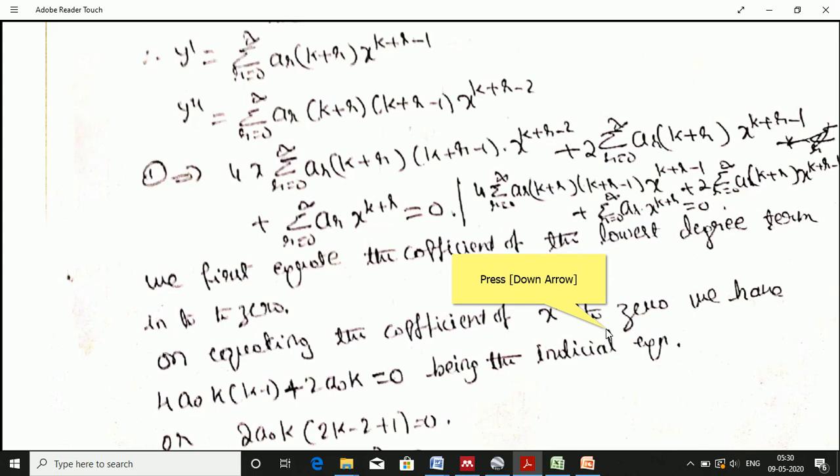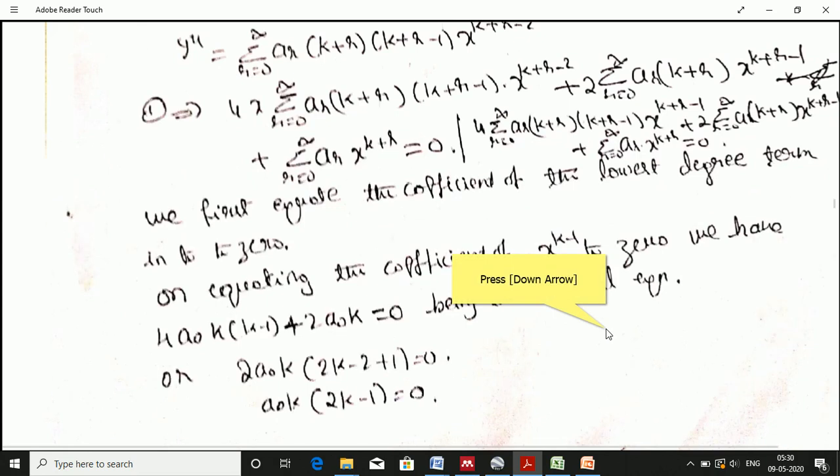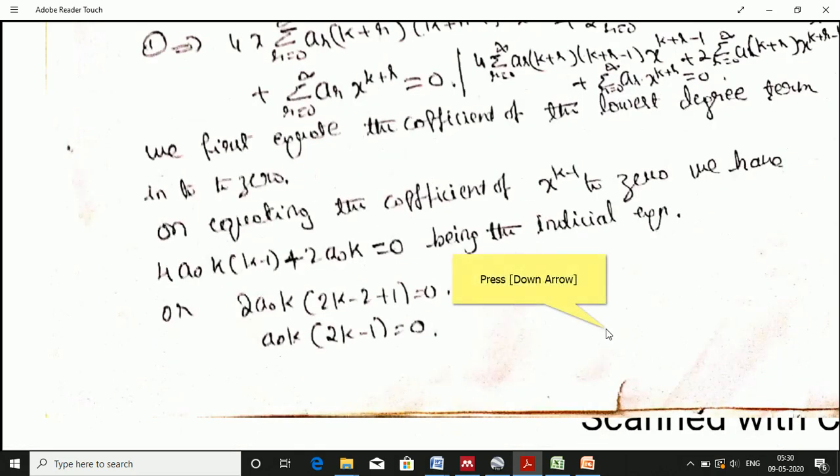In the first term, its coefficient is 4a naught into k into k minus 1, and in the second term plus 2a naught k. Equate it to 0, and this equation is known as the indicial equation. We'll try to solve this equation. If I take 2a naught k outside, we get 2k minus 2 plus 1, that's equal to 0. Since a naught is not equal to 0, k into 2k minus 1 equal to 0.